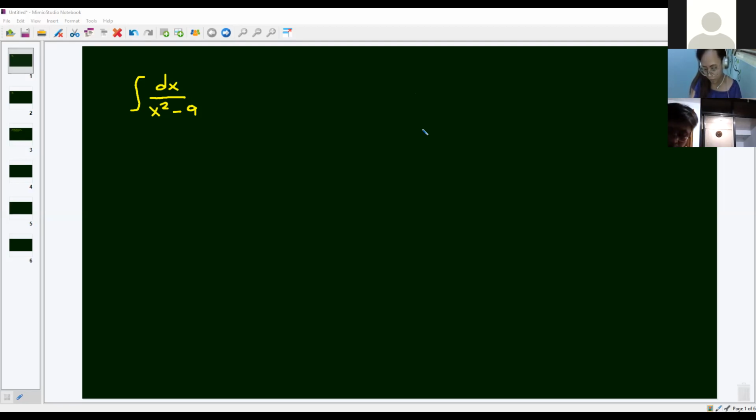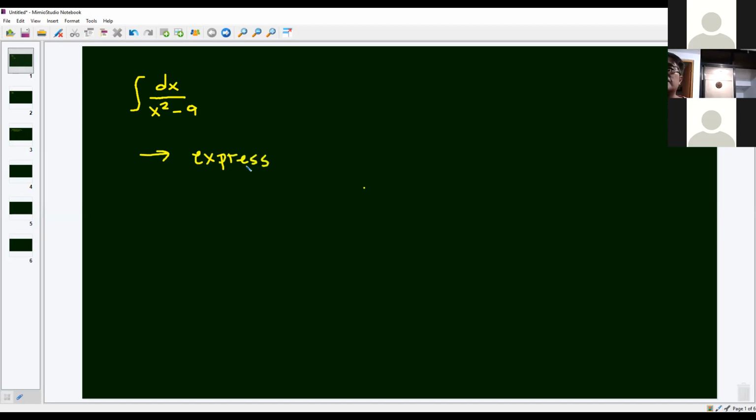For this particular integral, I'll be giving another instruction. Express the integral as a single logarithm. Ayan, go guys.